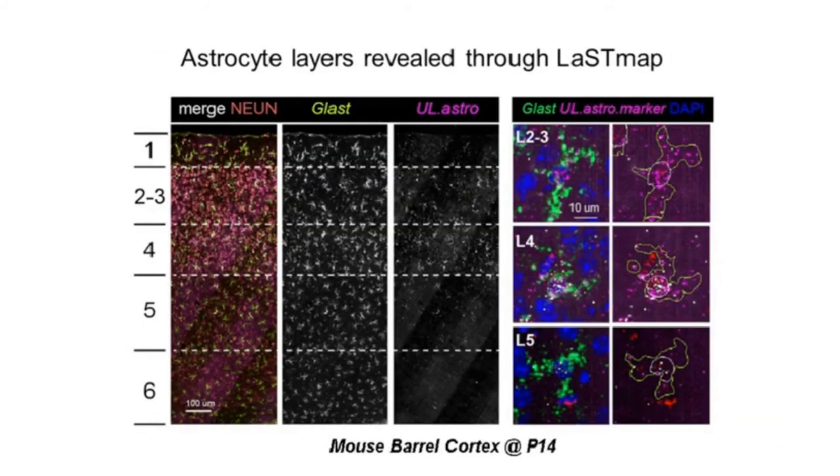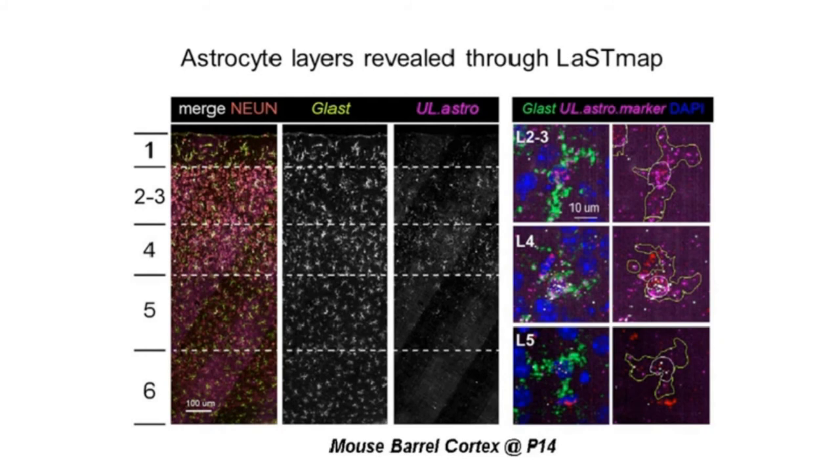When we did this, we indeed observed layer astrocyte enriched expression patterns. What you're looking at here is a section of the somatosensory cortex where you can see on the left that Glast marks astrocytes across cortical depth, yet our upper layer astrocyte marker in magenta, its localization is enriched to astrocytes only in the upper layers, from 2 to 4.